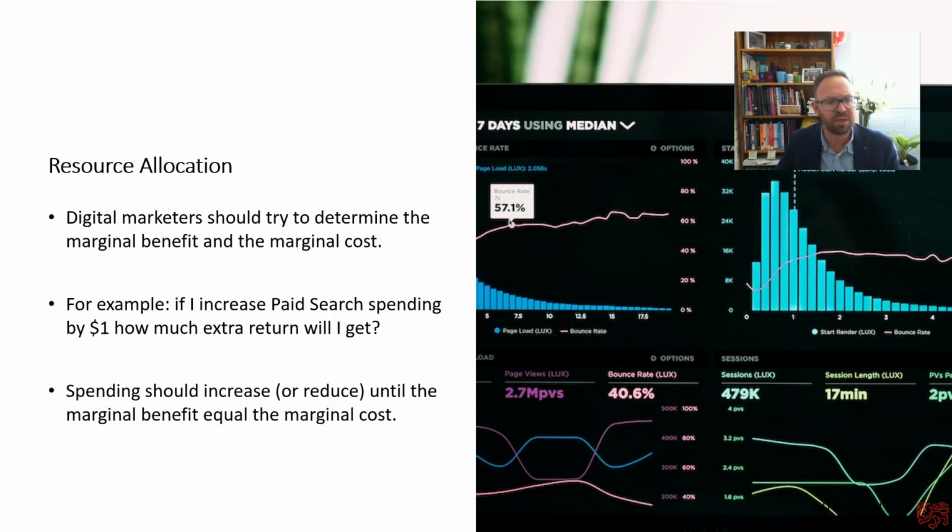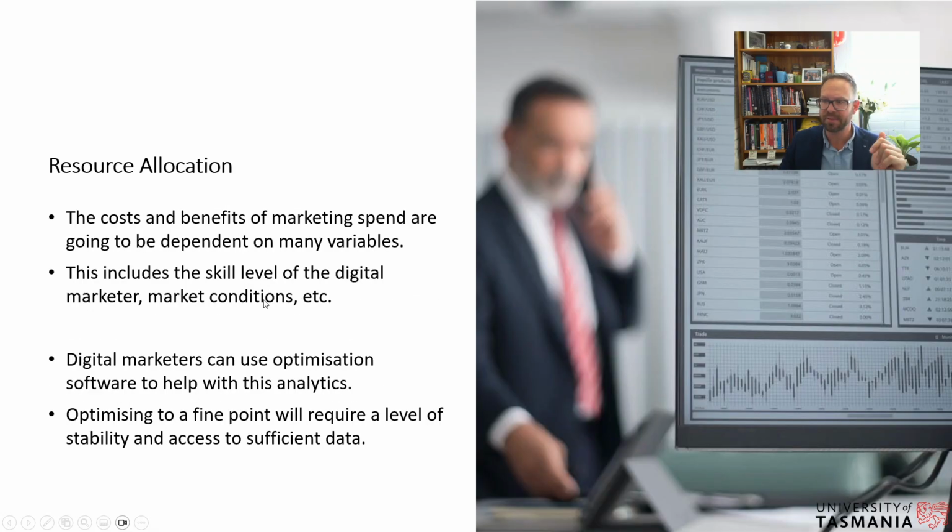But spending should increase or reduce until the marginal benefit equals the marginal cost. This should not be new for you. This is the principles of economics, and the key part is just measuring that. And that's where the complexity comes in. So the costs and benefits of marketing spend are going to be dependent on many variables.